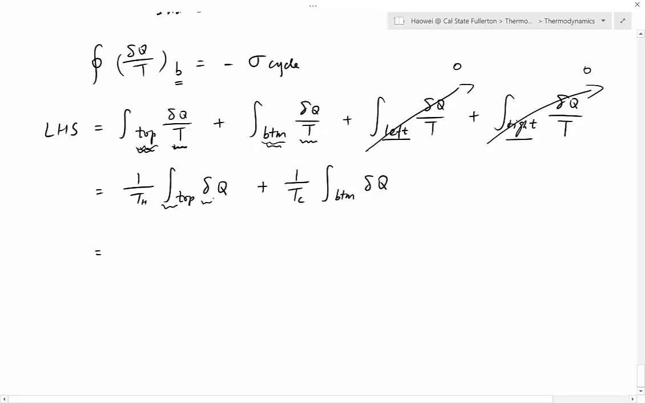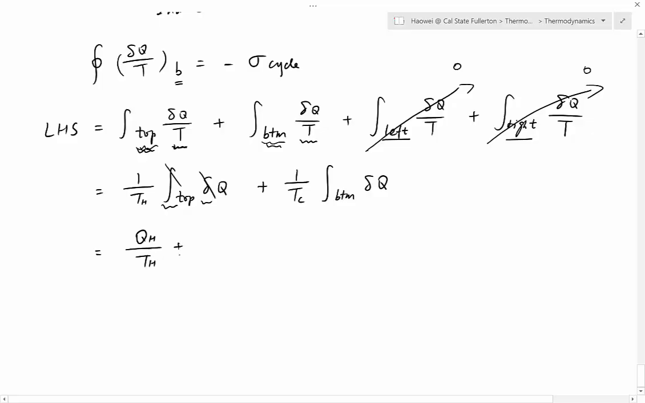Integral delta. What is delta? You can just think of delta as derivative if you prefer. So what we have is integral and derivative. They will cancel each other. So what is left is just a q on the top surface. And a q on the top surface we call QH. First term just becomes QH over TH.